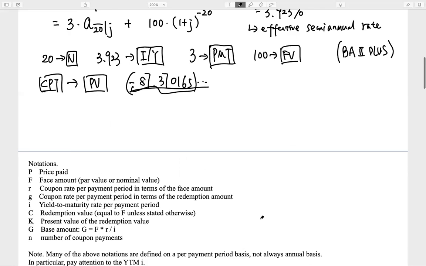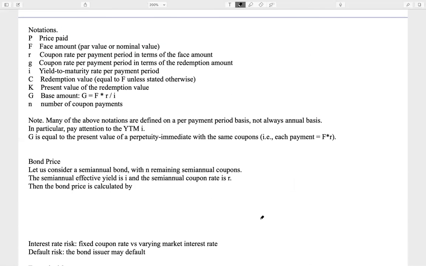With that in mind, let's formally introduce everything, the notations, and we will go from there. P is obviously price, so that's the bond price. F is the face value. F is the first letter of face value, face amount, or par value, nominal value, whatever you want to call it. Small r is the coupon rate.